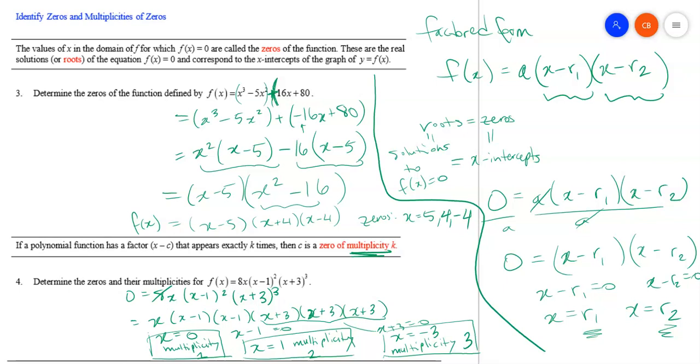And we will talk about, coming up, what we can do with these multiplicities, what it means for the shape of the graph, and things like that.